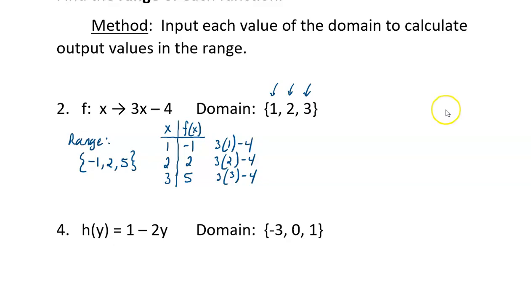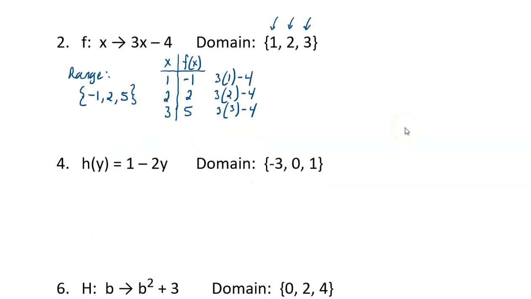This is how the problems are done. So problem 4, we have function h, which takes a number y and pairs it with a number that can be found with the formula 1 minus 2y. Our input variable is the y. The output variable is h of y. That is, what is the value of function h when using a particular number for y? Now, what are the numbers we're supposed to use for y? Negative 3, 0, and 1.